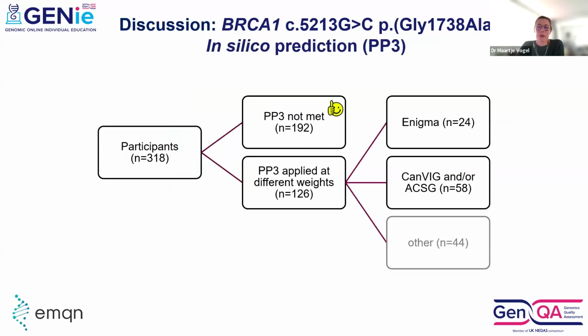So PP3. PP3 is the code you can use for the in silico predictions. And of the 318 participants, almost 200 did not use PP3. And that is correct because PP3 is not met, not under the ENIGMA guideline and also not under the ClinGen guideline. And I'll show that in the next slide. But what I want to show here is that there were also 126 participants that used either the ENIGMA guidelines or the ClinGen guidelines and applied PP3, and we think PP3 is not met. So next slide, please.